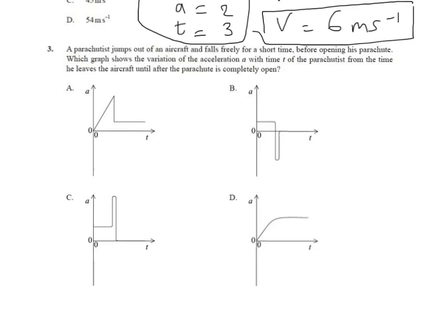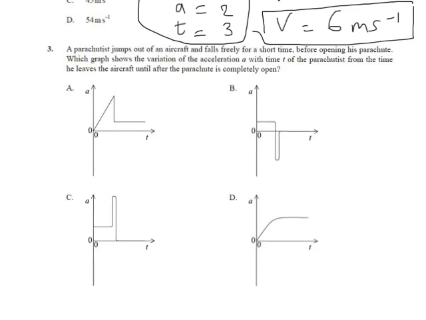This is a slightly more challenging one. A parachutist jumps out of an aircraft and falls freely for a short time before opening his parachute. Which graph shows the variation of the acceleration A with time t of the parachute from the time he leaves the aircraft until the parachute is completely open? Now the first thing we need to consider is: is air resistance negligible initially? That means in that period before the parachute opens, do I need to consider the fact that I might reach terminal speed? Now, the question doesn't say anything about this, so you have to look at the graphs really carefully.